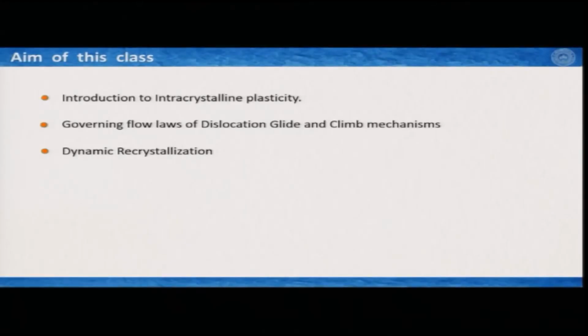So, in this lecture, we will mostly cover intracrystalline plasticity, as I told you a few seconds before. We will very briefly introduce the different processes involved, and then we will slowly see the different governing laws for particularly dislocation glide and dislocation climb mechanisms. We learnt about these two terms in the first lecture, and finally we will conclude this lecture with dynamic recrystallization, and in the next lecture we will learn about diffusion creep or diffusive mass transfer.